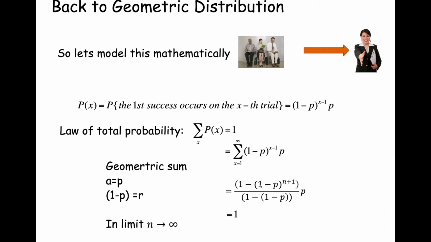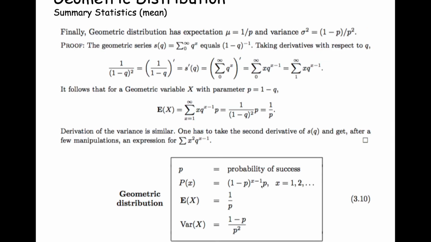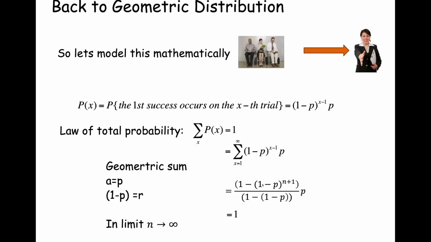And so if we take the limit as n goes to infinity, well, this is a probability, and as a probability, it's less than 1. And so in the limit, it goes to 0. So this term is going to go to 0 as n goes to infinity. So we're left with 1 over 1 minus p, all times p.